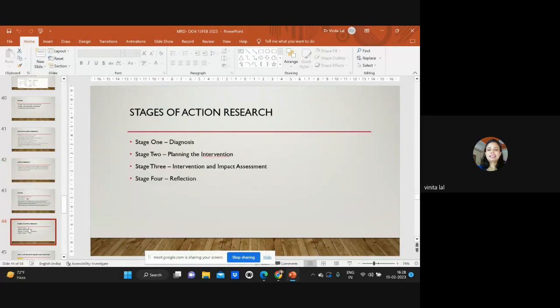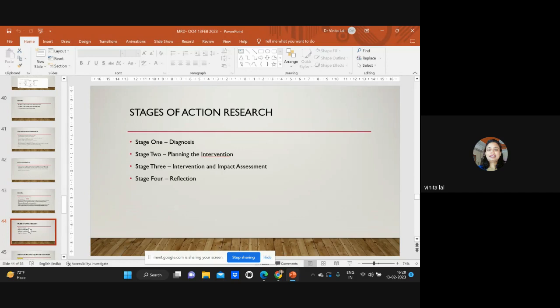Now the stages. Diagnosis action research has one stage. Stage one is diagnosis. This is the identification, evaluation, and formulation of problems, and diagnosing the problem on the basis of symptoms. The second thing is preliminary discussion and negotiation among the interested parties, then review of literature, then modification and re-identification.